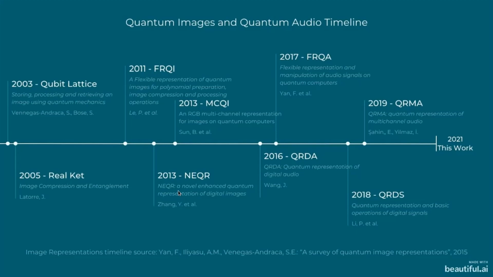Then two years later we have the novel enhanced quantum representation of digital images, which stores information in binary integers inside quantum states instead of the probability amplitudes. And then we have a multi-channel version of this image, so a video, or maybe a GIF. Then in 2016 we had the first representation of digital audio. I think Scott mentioned this representation in his talk yesterday.